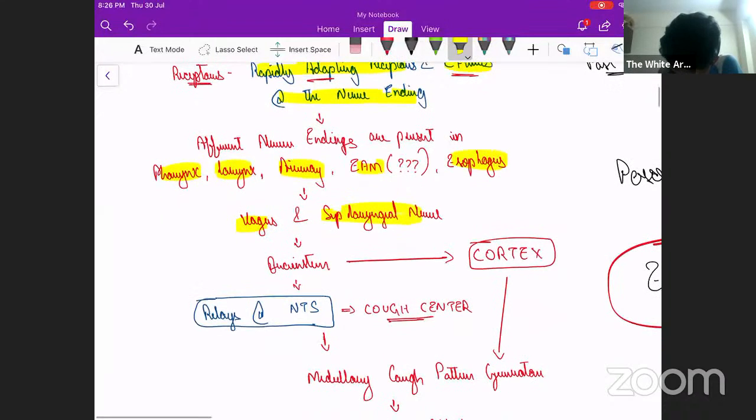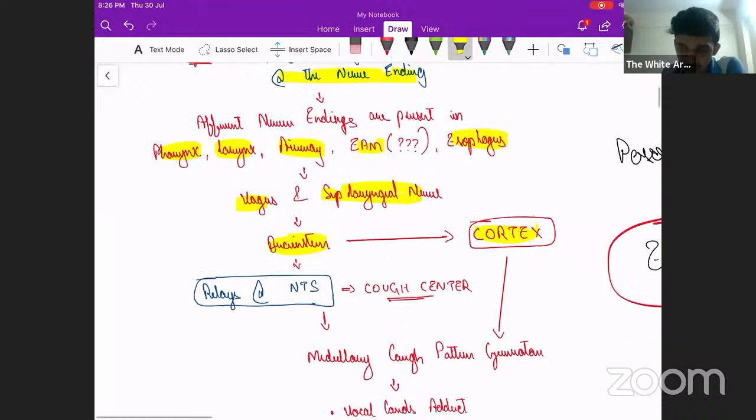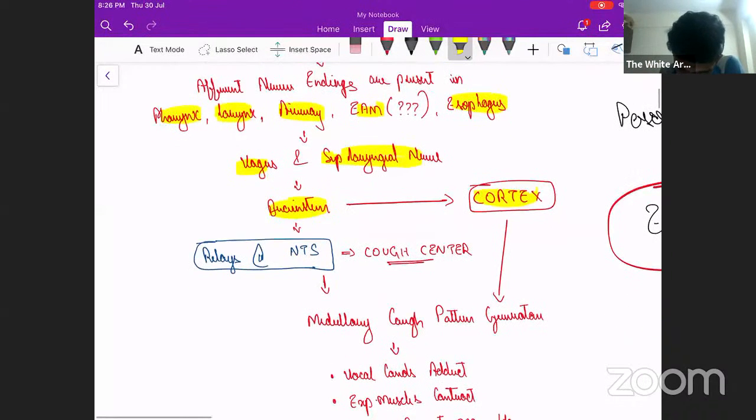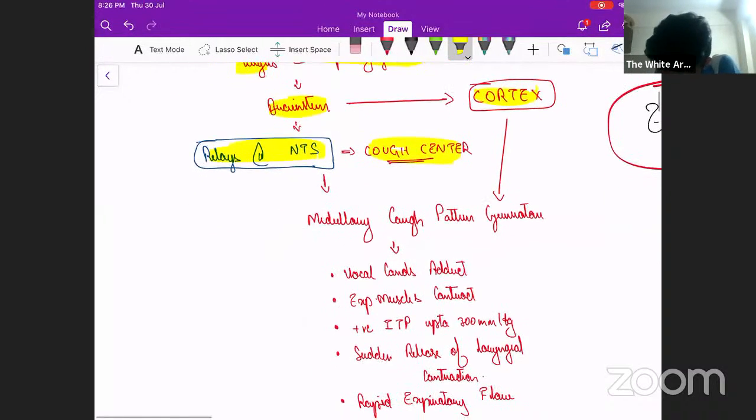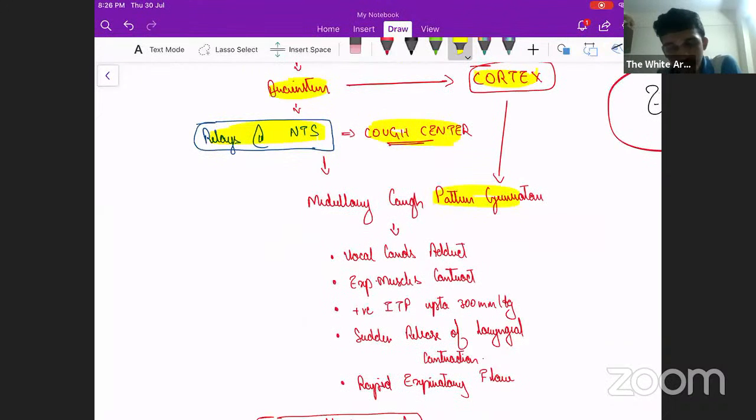After that, it will go to the brainstem. And a few of them even relay in the cortex. From the brainstem, it goes to the cortex. So even supracortically, it can modulate the signal. It is Arnold's nerve. So this is followed by relay at the nucleus tractus solitarius in the brainstem. This is called the cough center. Next, what happens? The medullary cough pattern generator. From the nucleus tractus solitarius it will go to the medulla, where there is the cough pattern generator.